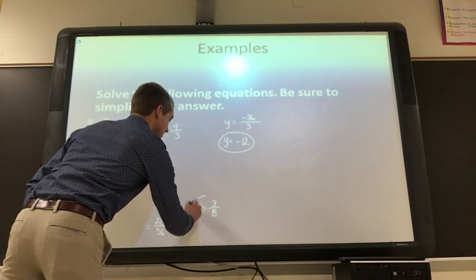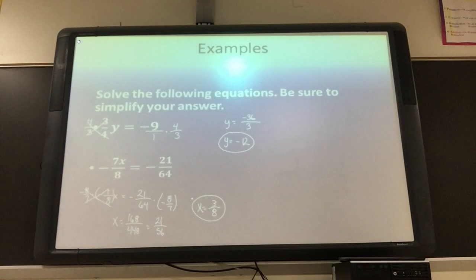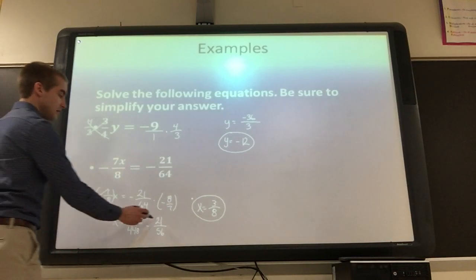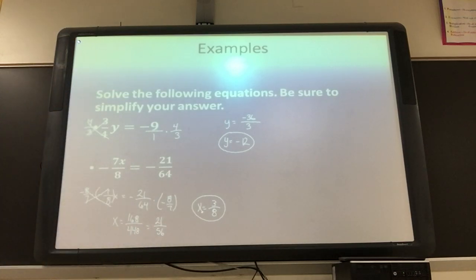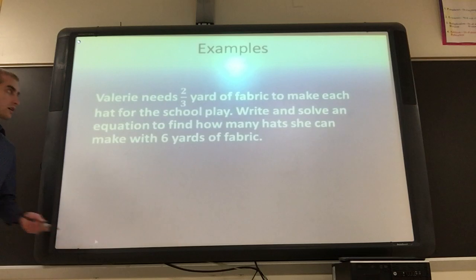So a lot of simplifying there. Divide by 8, the 168 and 448. Then divide these two by 7. I get x equals 3/8. But the big thing with fractions in front of the variable: flip the fraction, multiply both sides by the reciprocal. All right, so let's look at a couple questions that deal with writing and solving equations.